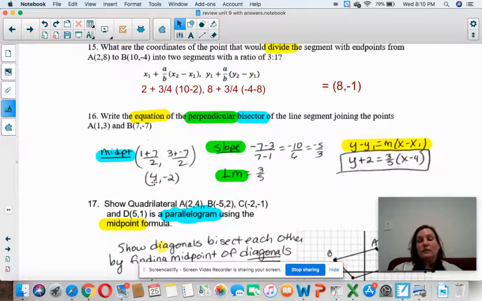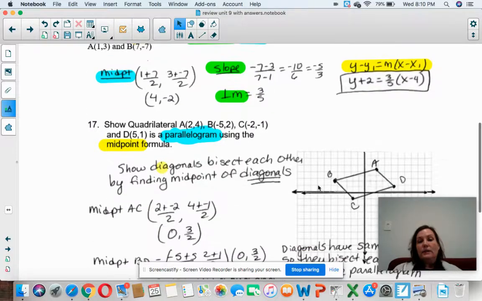All I did was I took this midpoint, 4, -2. See how 4 went in for x1 and -2 went in for y1, except it's y minus y1. So y minus -2, that's why it's plus 2, and x minus x1. And then my slope was 3/5, and that's my answer.